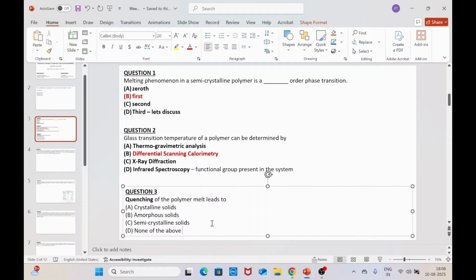So, the answer is going to be either between B or C. It is amorphous, and any reason?